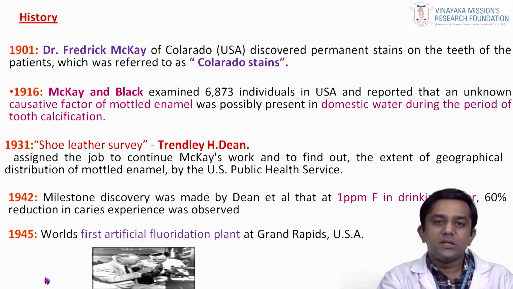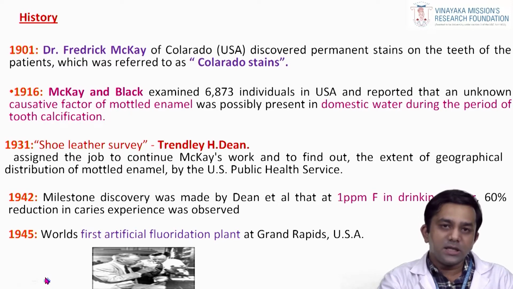Coming to the history of fluorides, it dates back to 1901, when Frederick McKay discovered some permanent stains on the teeth, which he termed the Colorado stains. Later in 1916, McKay and Black examined about 6,873 individuals, and reported that an unknown causative factor was responsible for the mottling of enamel, which was mainly due to the fluoride content present in the domestic water supply.